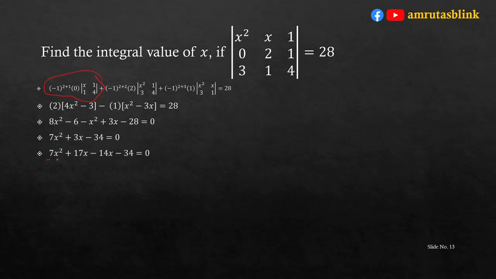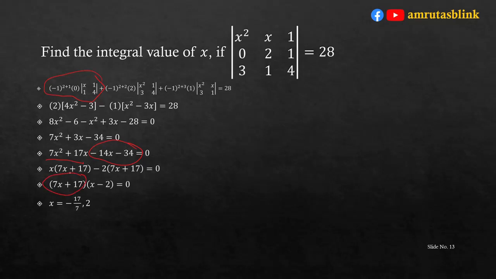So from the first two terms we can take x common. So x into bracket 7x plus 17 minus, from these two terms we can take minus 2 common. So minus 2 into bracket 7x plus 17, hence 7x plus 17 into x minus 2 is equal to 0. Now for 7x plus 17 is equal to 0, we get the value x is equal to minus 17 upon 7, and from the second part x minus 2 is equal to 0, we get the value of x as x is equal to 2.